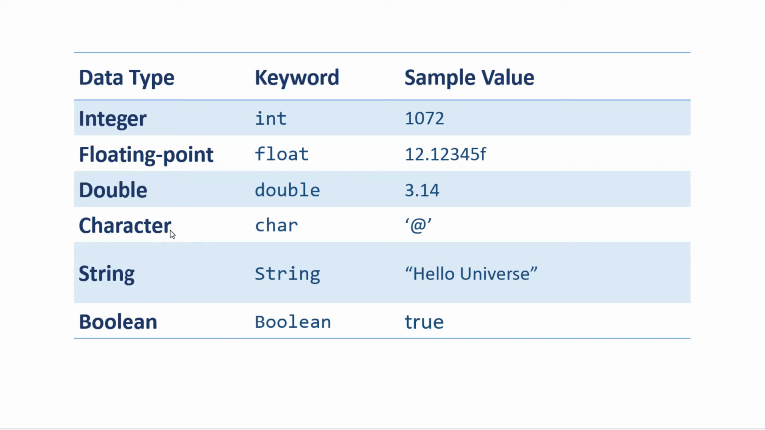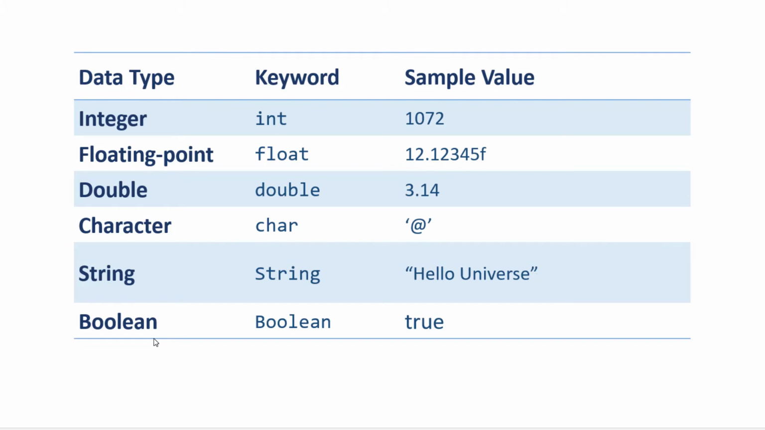The character data type uses the keyword char, and is used for storing single characters, and the values are written inside a pair of single quotes. The string data type uses the keyword String. Take note that the S starts with a capital letter. This is used for storing multiple characters, or a string of characters, which are written inside a pair of double quotes.